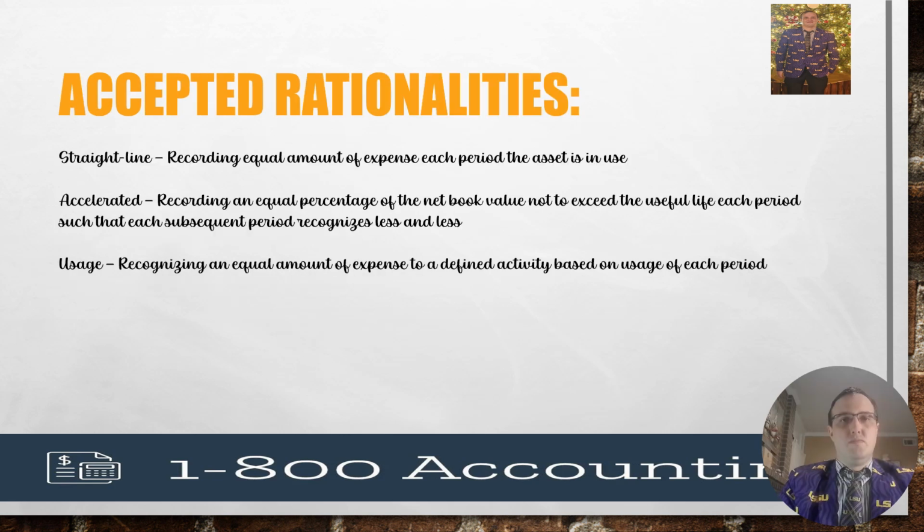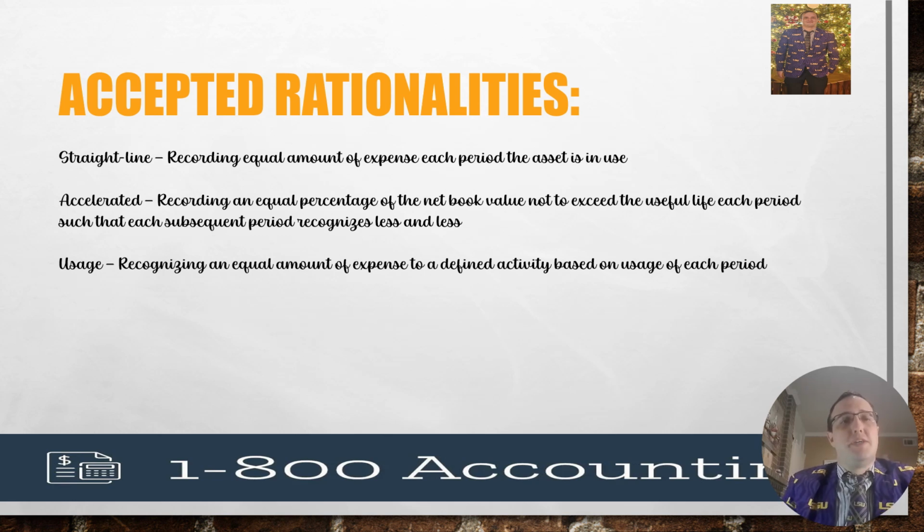All right, so first let's look at what are the accepted rationalities. The three we're going to learn about today are all considered GAAP. That is, they are accepted when you're producing financial statements that are going to generally be issued in the United States. They're also accepted under the IFRS model. Now, for tax, the IRS is going to stick with a modified accelerated, specifically MACRS. We'll go into that one in detail whenever we're going through the tax exam.